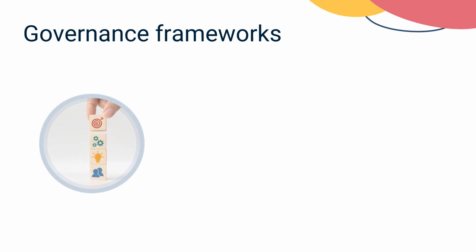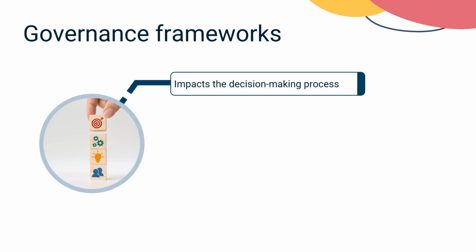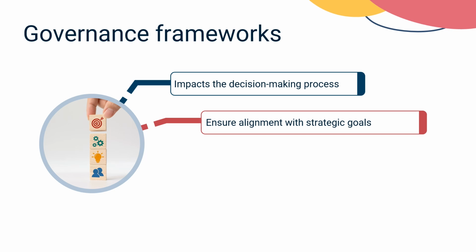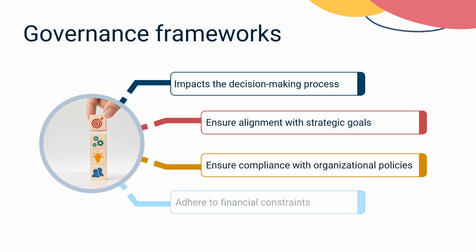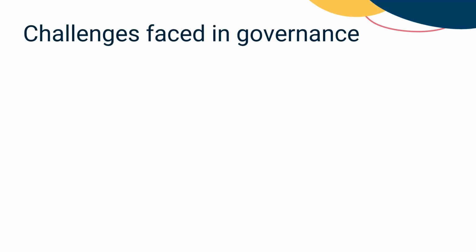For product owners, governance impacts the decision-making process, particularly regarding the product backlog, feature prioritization, and stakeholder engagement. Governance frameworks ensure that product owners align the product vision with strategic goals, comply with organizational policies, and adhere to financial constraints. Misalignment with governance can lead to resource wastage, failed initiatives, and miscommunication with stakeholders. Effective governance requires a continual focus and awareness of potential challenges that must be addressed and overcome.